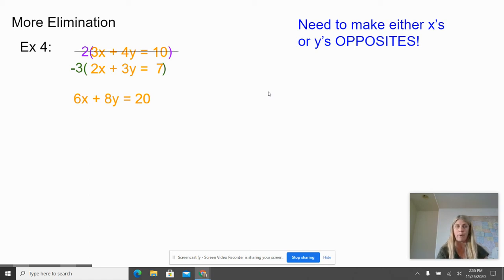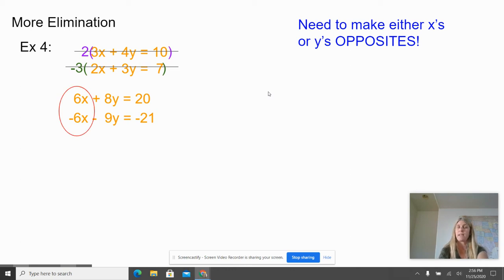Now we're going to rewrite the bottom one. Negative 3 times 2x is negative 6x. Negative 3 times 3y is negative 9y. And negative 3 times 7 is negative 21. So last class, we just rewrote one of them to make them opposite. In this case, the reason why it's a little higher level difficulty is we need to rewrite both of them. So we're done with that second one. They're all rewritten, and now we're ready to add them together.